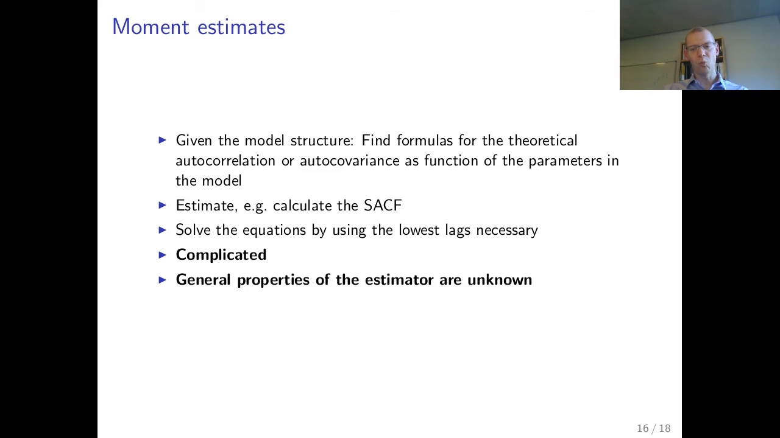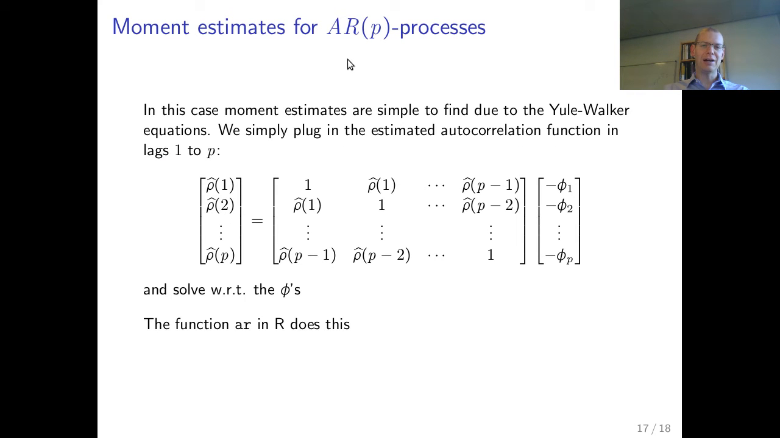There is one exception. For pure AR(p) processes, you can use the so-called Yule-Walker equations, where you estimate the autocorrelation function from lags 1 through p, like this, and then you solve this to get the phi 1 through p over here that are the partial autocorrelation functions. The function ar in R does exactly this, but you can see that it's not so different from just using the ARIMA function using maximum likelihood that I would generally recommend using.